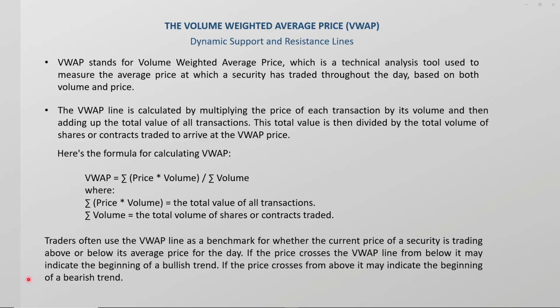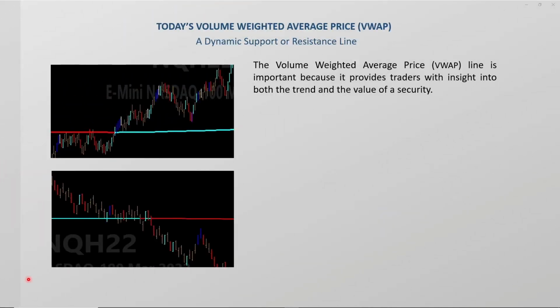Traders often use the VWAP line as a benchmark for whether the current price of a security is trading above or below its average price for the day. If the price crosses the VWAP line from below, it may indicate the beginning of a bullish trend. If the price crosses from above, it may indicate the beginning of a bearish trend. The volume weighted average price line is important because it provides traders with insights into both the trend and the value of a security.